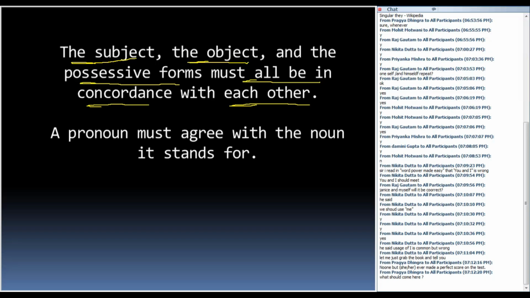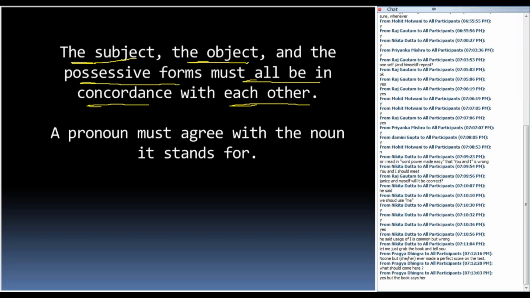What is the meaning of this? I will just show you. Okay. So Pragya, what is the question? No one but she. I think she, because it is the subject. Pragya, I think answer is she. No, that is not possible. Which book? Which book says her?